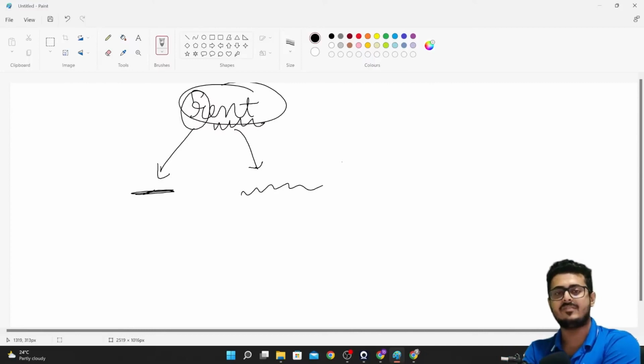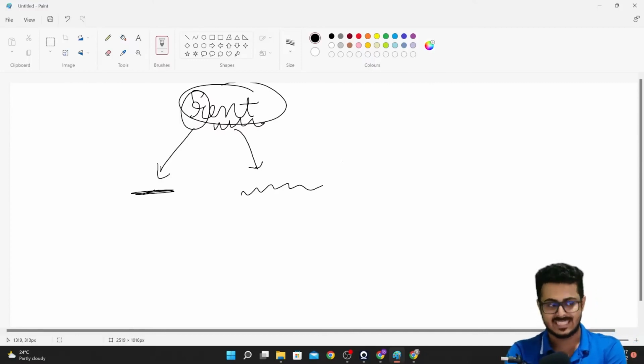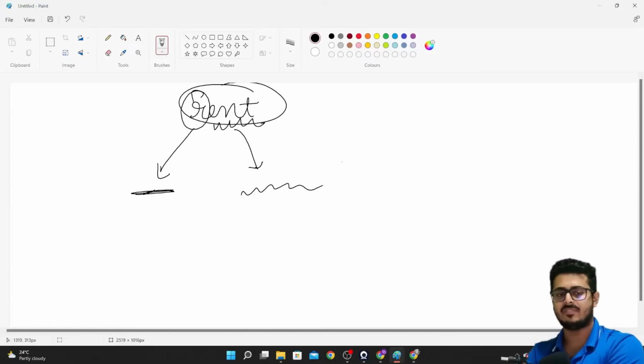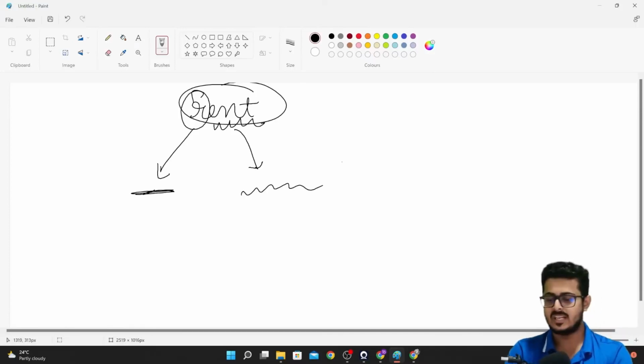I'm dividing every single variable name into 2 separate parts. The first is the initial letter of the variable name, and the second is the rest of the variable name itself. Let us try to understand that.